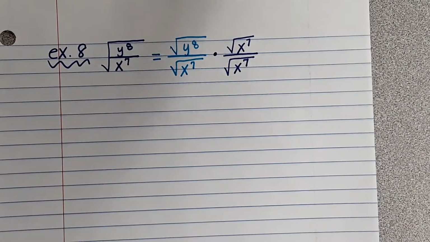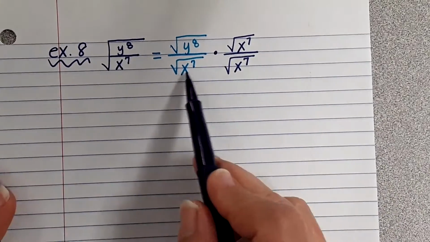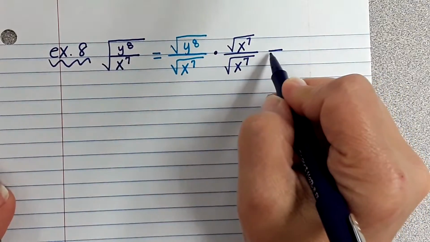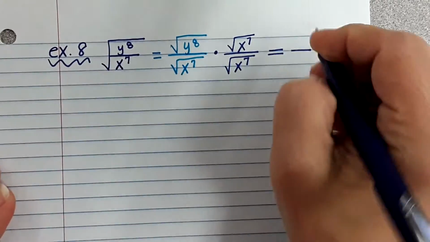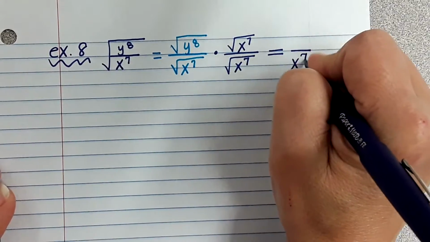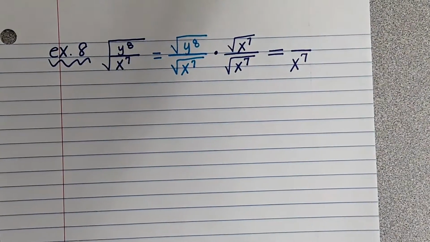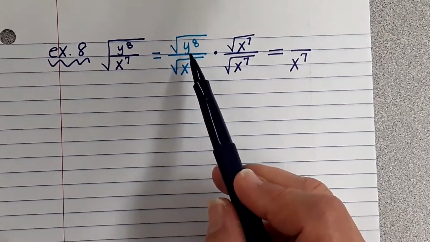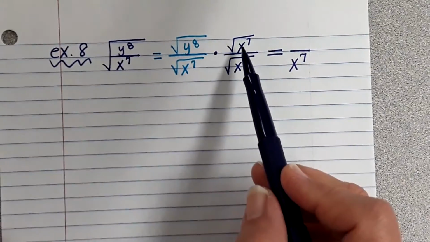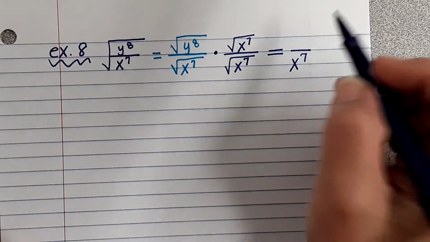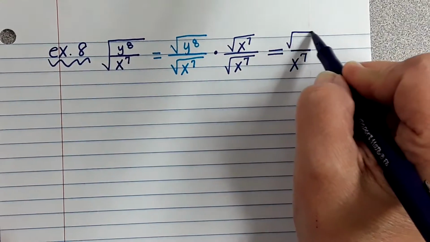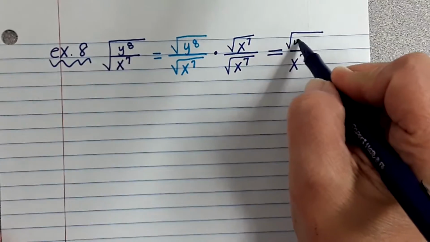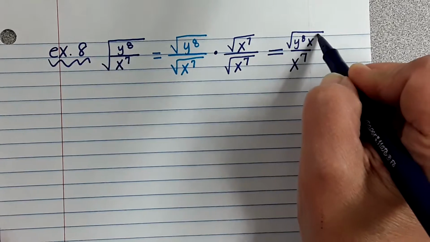Okay. Anytime these are identical, your answer in the denominator, because they're identical, is just going to be what's underneath the radical. As long as they're identical, one thing can't be different. They have to be identical. And then what is the square root of y to the 8th times the square root of x to the 7th? It's the square root of y to the 8th, x to the 7th.